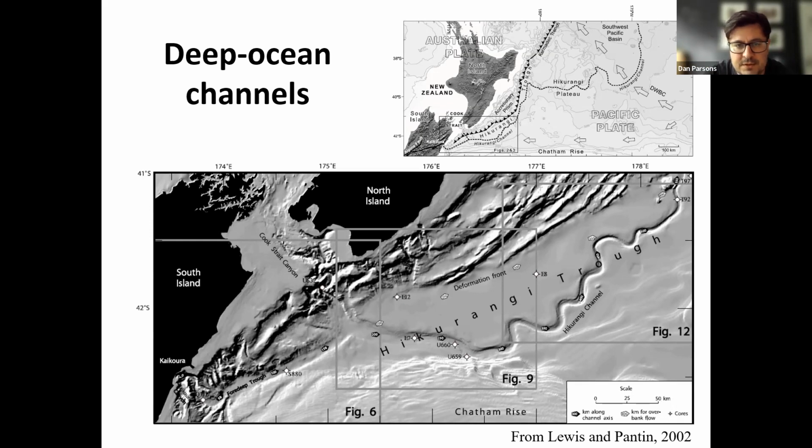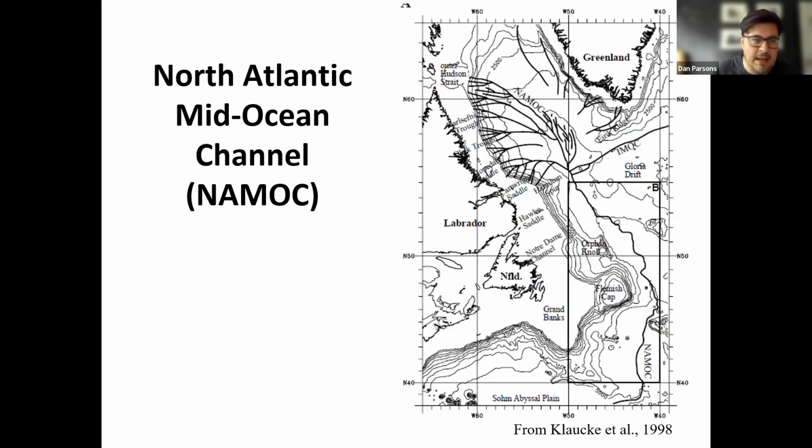So lots of these sorts of channels and systems are moving in and around these systems. Sorry, I got that mixed up. That's the Hikurangi Channel off of New Zealand. The NAMOC is obviously the one up in the North Atlantic. And again, looking off the coast of Labrador.